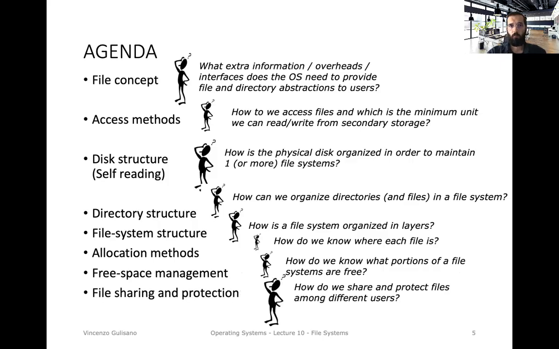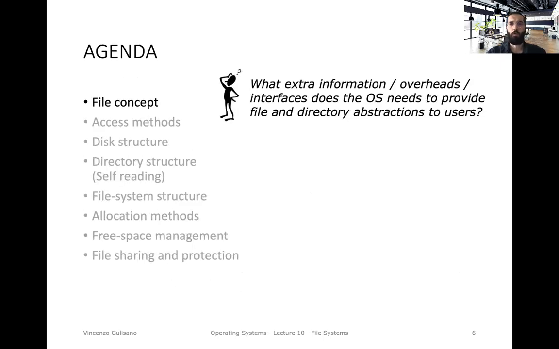So let's start with the first part here, file concept. What extra information, what interfaces does the operating system need to provide in order to provide files and directories, such type of abstractions to the users? And let me say something before we start. Now we have discussed memory, different allocation schemes, and also virtual memory, and all these concepts in the last two lectures. So you will see that there are parallelisms between what we discussed in those lectures and what we are going to discuss today. But there are also aspects that are very specific to the file system.